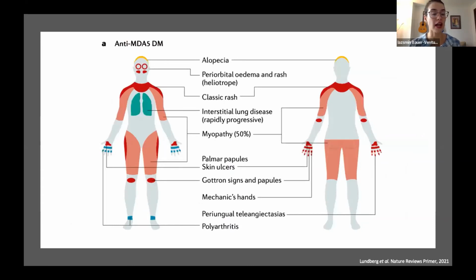The MDA5 dermatomyositis is the one for which lung disease is our main problem. We need to monitor these patients, and sometimes lung disease is their presenting manifestation. These patients can also have skin involvement, and Raynaud's and inflammatory arthritis are important features as well.